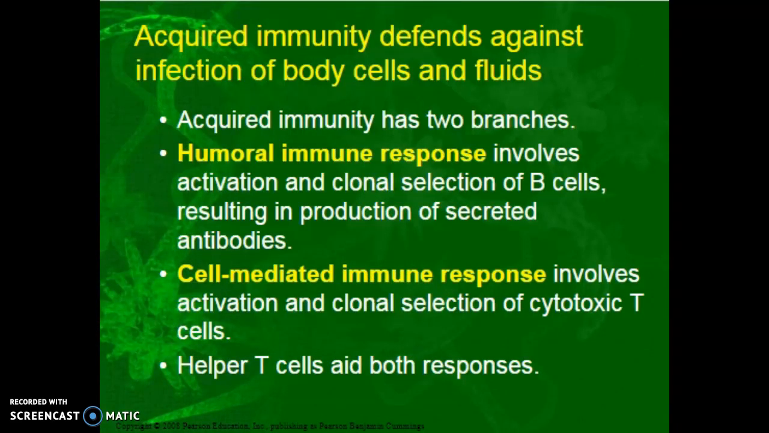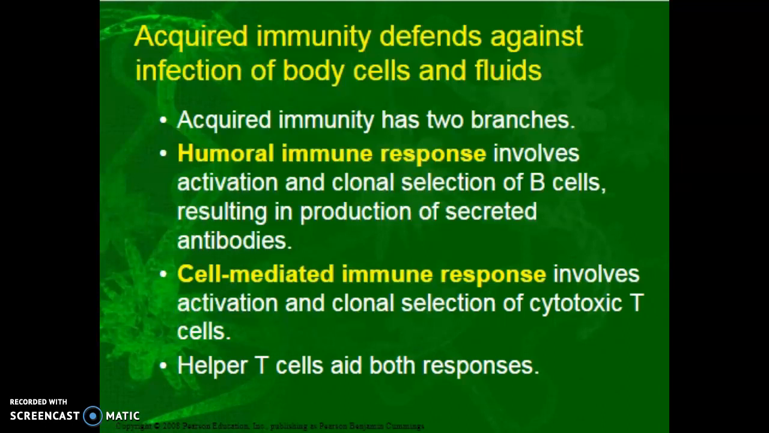So acquired immunity defends against infection of body cells and fluids. That's called our humoral response, which is the activation and clonal selection of B cells. And then we get our cell-mediated immune response. It's going to involve those cytotoxic T cells. Helper T cells are going to help in both.